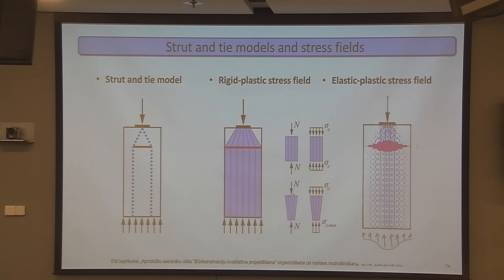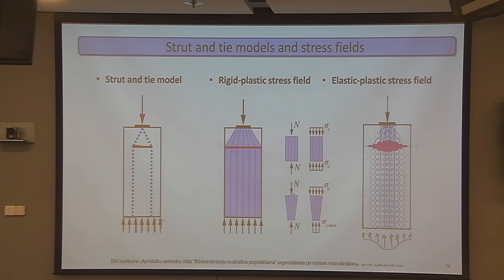If you look at a column like this, that is under a concentrated load on the top, and that is distributed into a uniformly distributed load in the bottom. If you look at the strut and tie model, we choose as engineers to put the tie in here in order to achieve this uniform reaction in the bottom of the element.